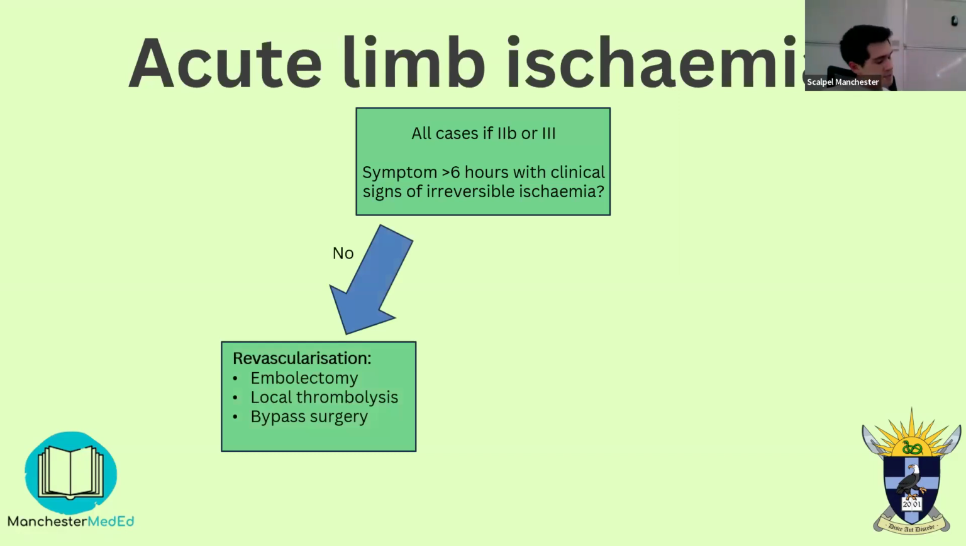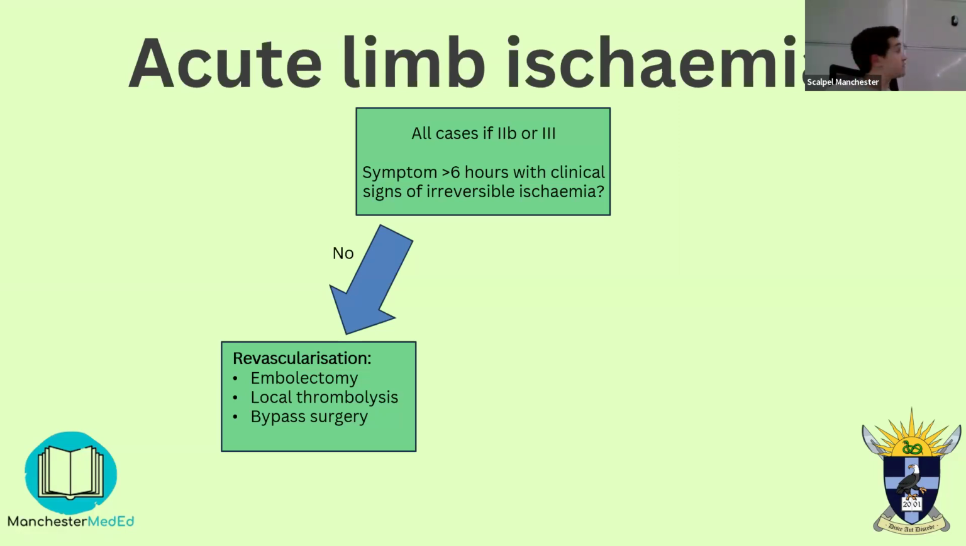You can do an embolectomy. This is where you go in through an artery with a little wire that's got an inflatable balloon on the end. You take it through the clot, inflate the balloon, pull it out, and it's just plumbing. It just pulls that clot out. You can do local thrombolysis, which is when you go in locally to the artery and inject your thrombolytic drugs directly to where the thrombus is. Or you can consider a bypass operation. We'll touch on bypass operations later when we look at chronic limb ischemia.